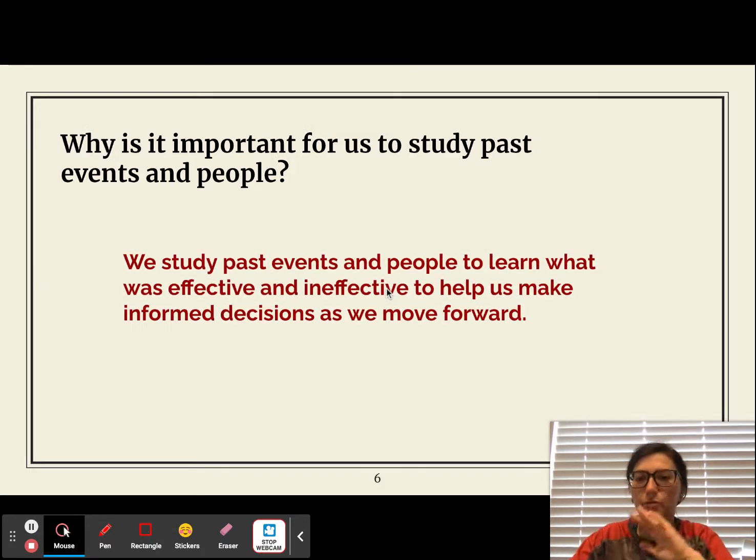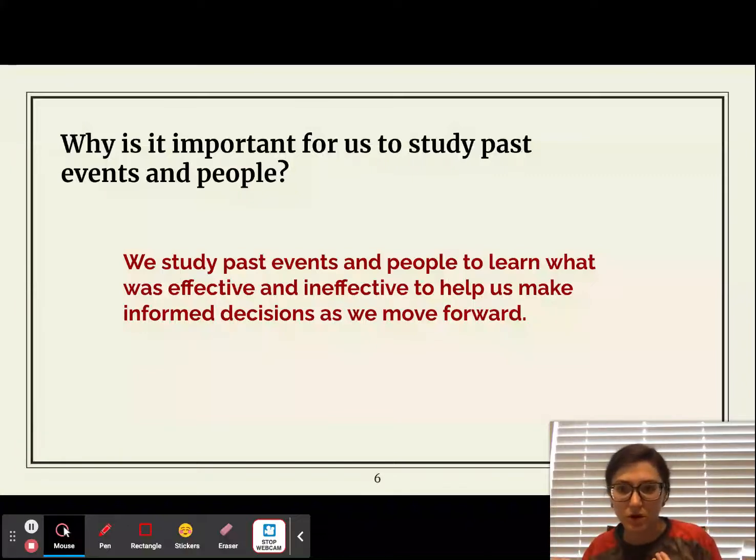All right, we study past events and people to learn what was effective and ineffective to help us make better informed decisions as we move forward, right? If you don't have that word for word, that is a-okay. If you need to copy it down, pause it. But basically what this is saying, we study the past to see what worked and what didn't work. So that moving forward, we can make better decisions. We can make better choices. Doesn't mean it's always going to be perfect, but moving forward, we're going to try to be better.